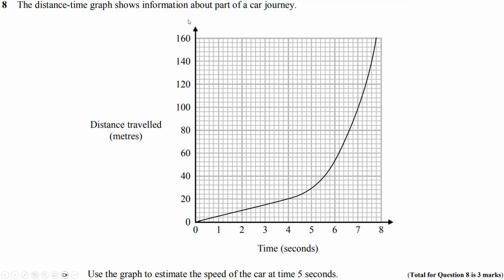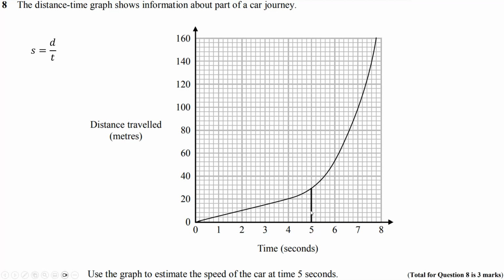The distance time graph shows information about part of a car journey. Use the graph to estimate the speed of the car at time 5 seconds. Okay, well, speed we know is distance divided by time. So we want the y-axis, because distance is on the y-axis, divided by time on the x-axis. And hopefully that should be hinting at you, well, y divided by x is like changing y over changing x, which hints at us that we need to use the gradient at time t equals 5.